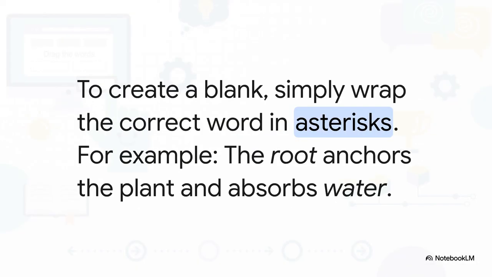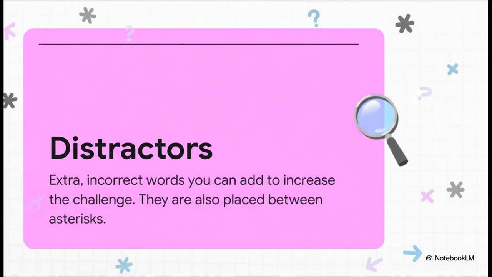Let's look at a real example here. You type this sentence right into the text box. Because the words root and water are surrounded by those asterisks, the system automatically pulls them out, leaves blank spaces behind, and turns them into draggable little buttons for the user. See? It's that easy. So what if you want to make things a little tougher?